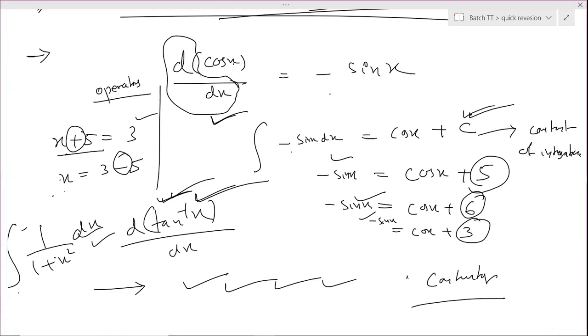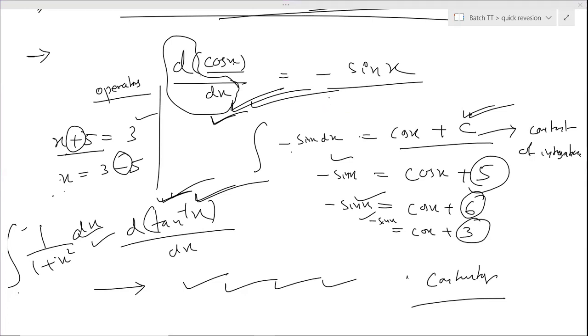So what is integration? Integration is the reverse process of differentiation. Differentiation of cos x is minus sin x. So integration of minus sin x will be cos x plus c. Just the opposite. Rahman, this thing is clear? Yes, sir. I am listening.